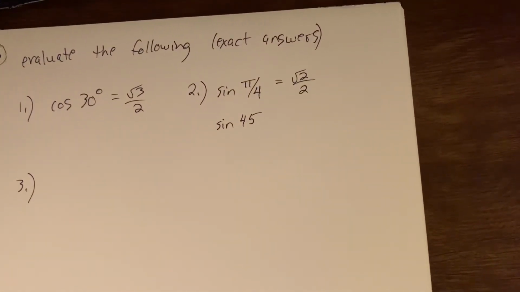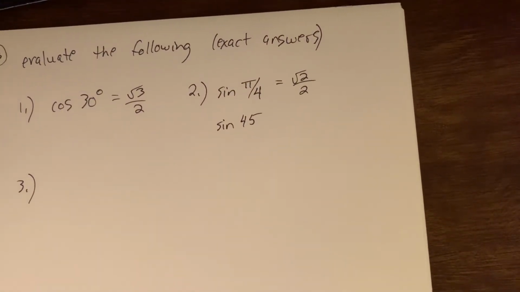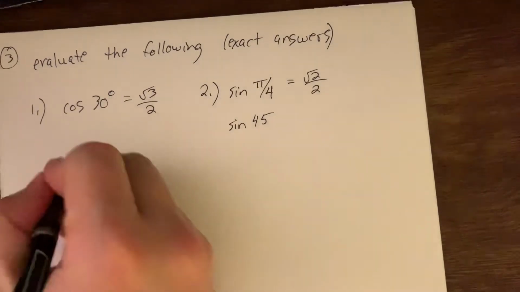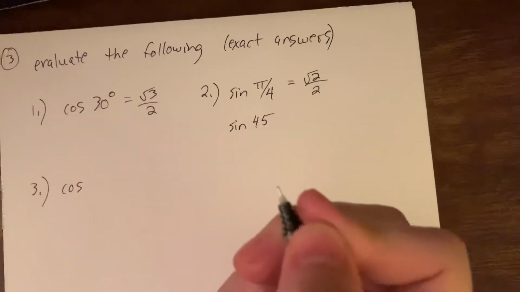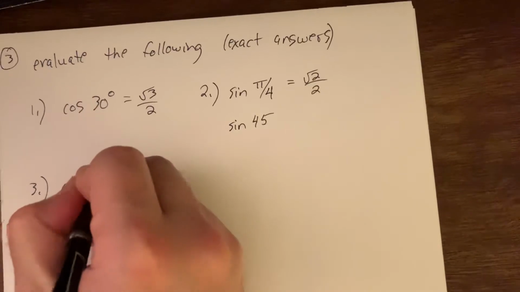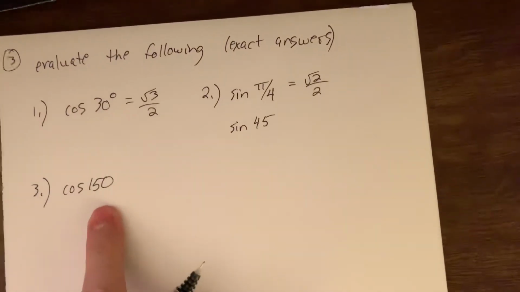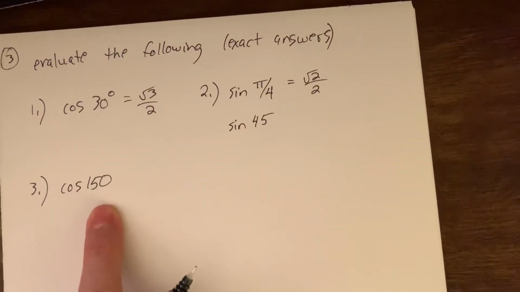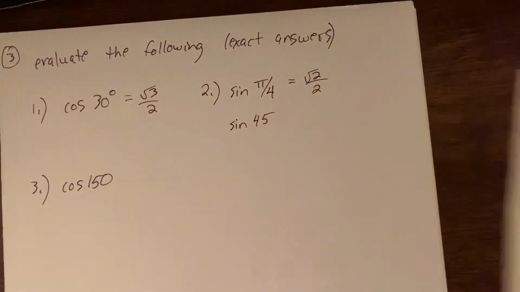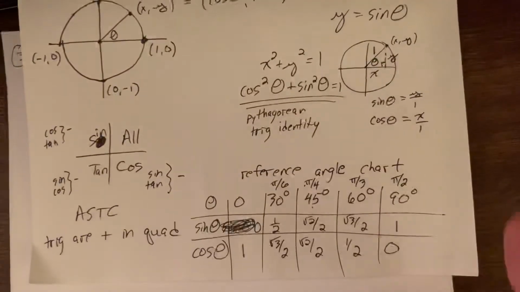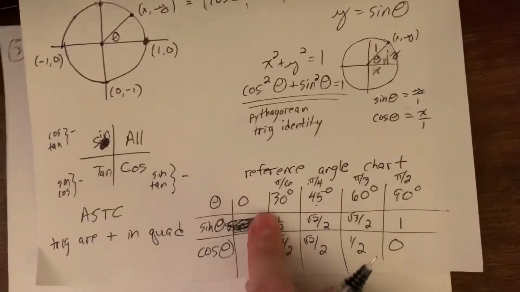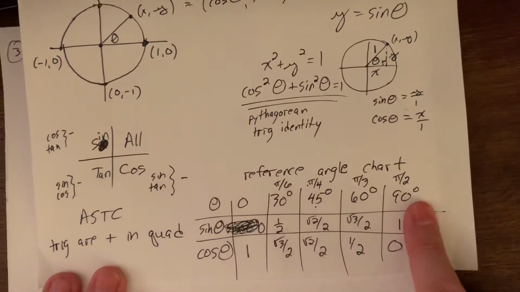So, still easy. Let's take it a little deeper, okay? Number 3, let's do 2 aspects. Now, let's start with this. Let's look at cosine of 150 degrees. Now, you can't just look at the chart. You can't just say, oh, what to do? My chart only goes 0, 30, 45, 60, 90.